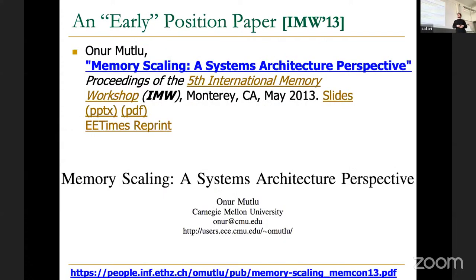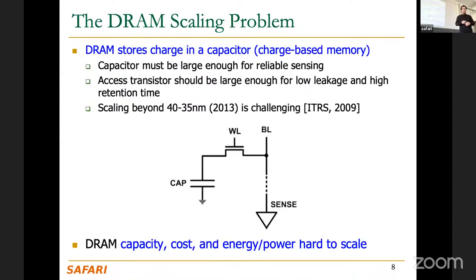RowHammer is an instance of a DRAM reliability issue. DRAM suffers from errors increasingly as we scale technology down to lower feature sizes. This is a paper Onur wrote early on, and he discusses some of these challenges there. Scaling is one of the challenges mainly discussed then. I think this is what initiated the memory error research in the group. So let's look at the scaling problem in a bit more detail.